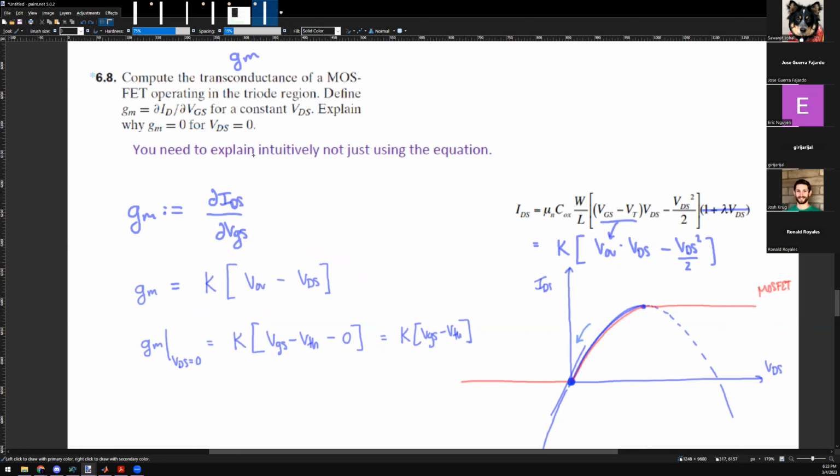That's what I was thinking. I took it from the book, plugged that thing into IDS by VDS, and then plugged 0 in there, and so found GM. That's why for me it was hard to question it. But this is not true. Technically, that's not what GM is, because GM is the partial derivative of ID over dVGS, so it doesn't make sense.